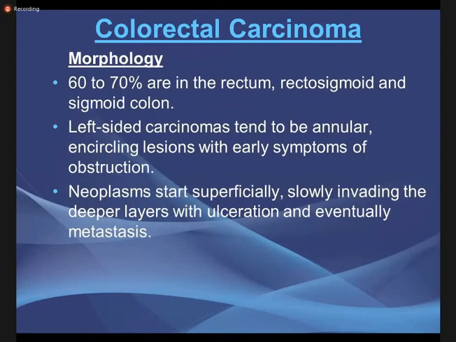Now the morphology, that is the gross and microscopic appearance. 60 to 70% of the tumors are in the rectum, rectosigmoid, and the sigmoid colon. Left-sided carcinomas tend to be annular lesions, the encircling lesions with the early symptom of obstruction. The neoplasm starts superficially in the mucosa, then slowly invades the deeper layers like submucosa and muscularis, with ulceration and eventually metastasis to distant or near organs.